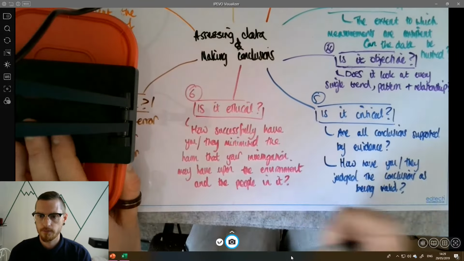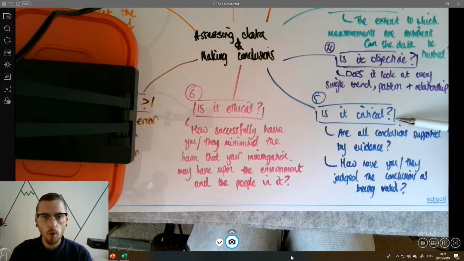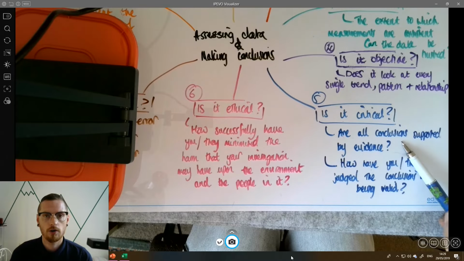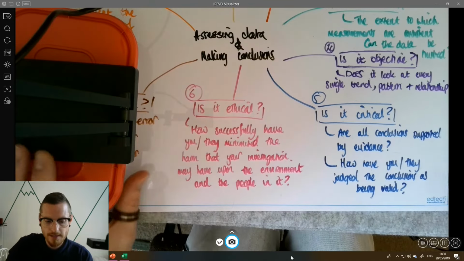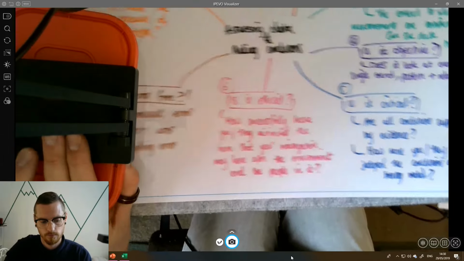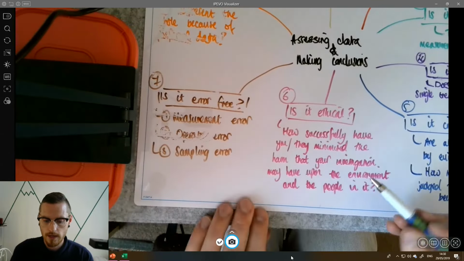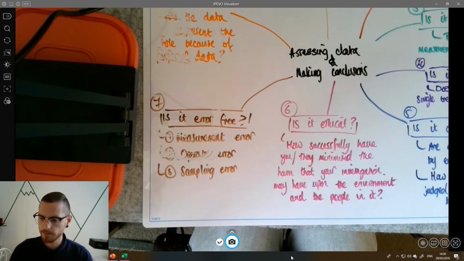Number 5 is ask yourself whether your evaluations, conclusions, data, or theirs in the unfamiliar fieldwork, is it critical? And that means, are your conclusions supported by evidence, or were their conclusions in the unfamiliar supported by evidence? And do we know if those conclusions are valid? Number 6, we can ask whether it is ethical.